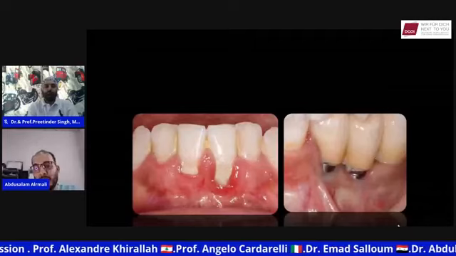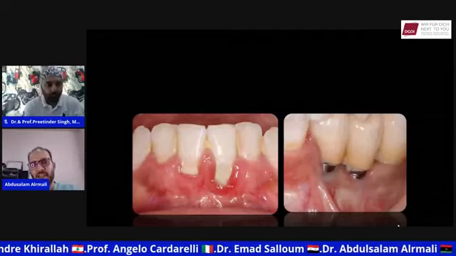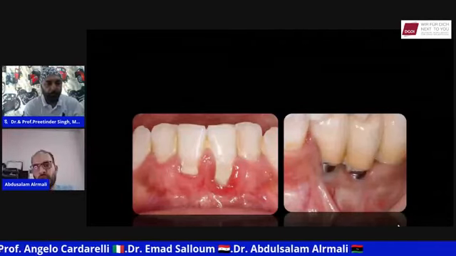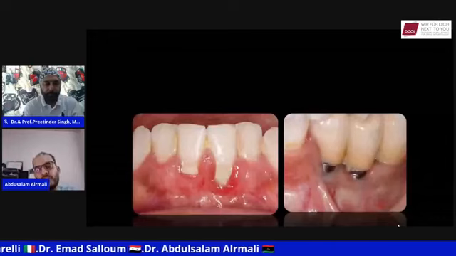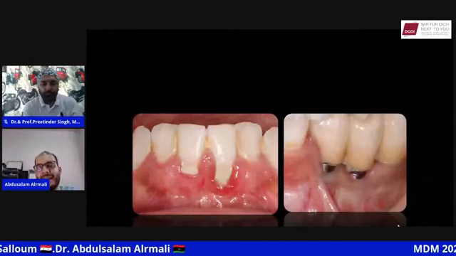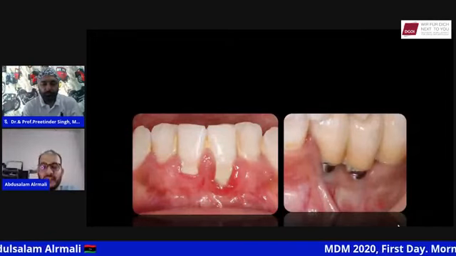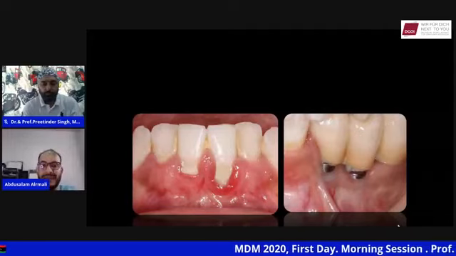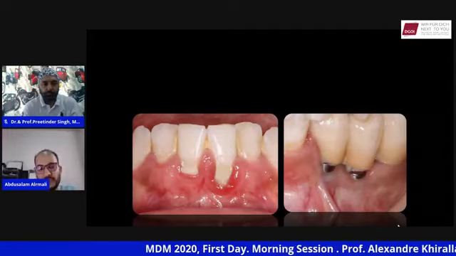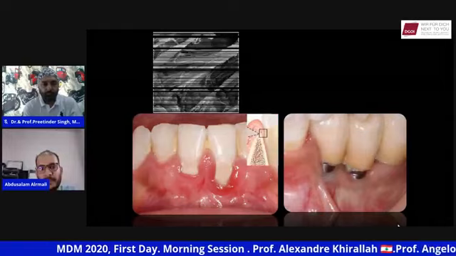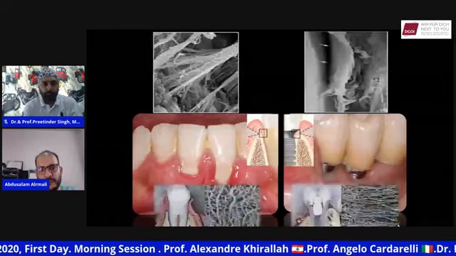Around the implant, I think in some cases it is better to graft the soft tissue in the presence of the prosthesis, while in other cases it's better to remove the prosthesis and let the soft tissue heal. After that, you can start from zero. Okay, this is the comparison also.